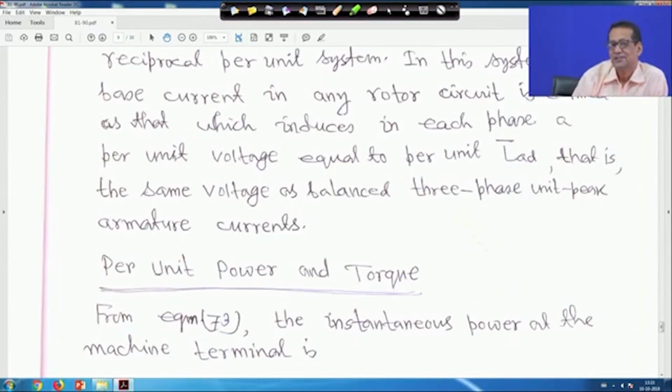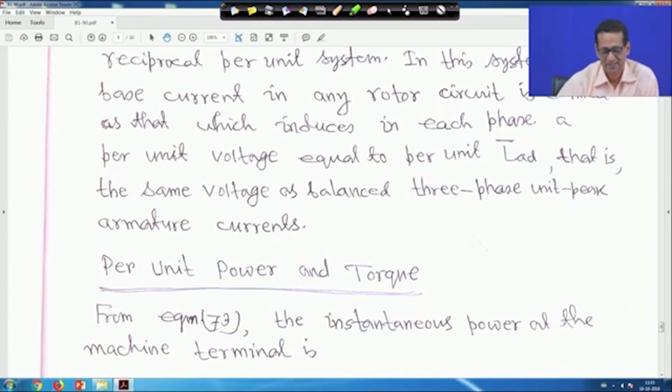My experience over the years shows that students may initially feel this per unit system is difficult, but it is not at all difficult. Just derive one or twice, and you will find it is the same as the per unit analysis you did in power system courses in undergraduate studies, only the representation is slightly different because of the DQ transformation. So you should practice, and if you have any problem, ask. Initially maybe a little bit of problem, but after that you will find things are quite easy.